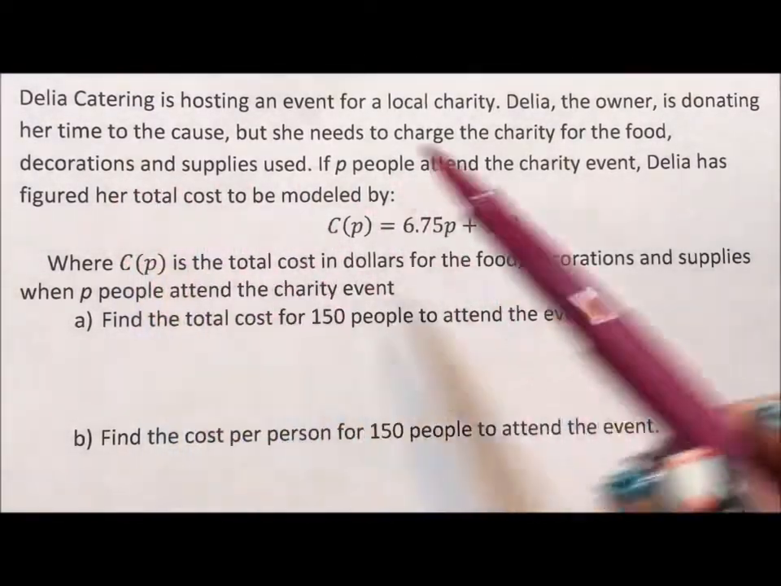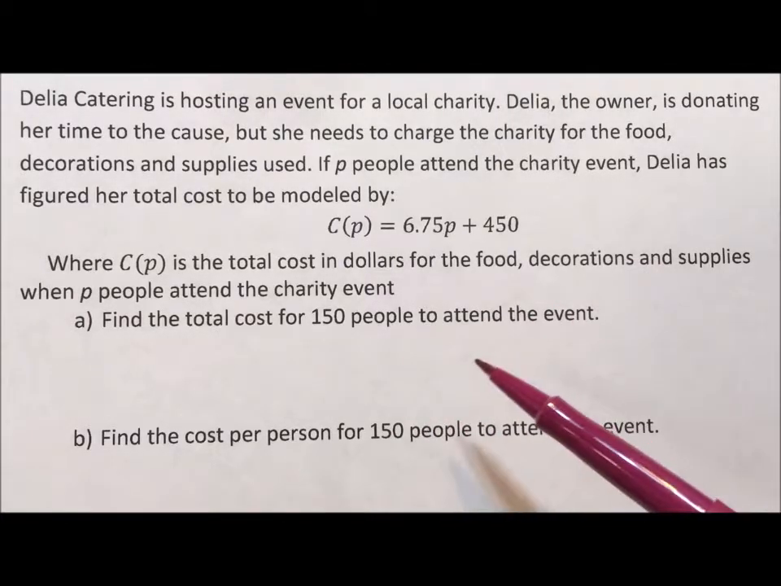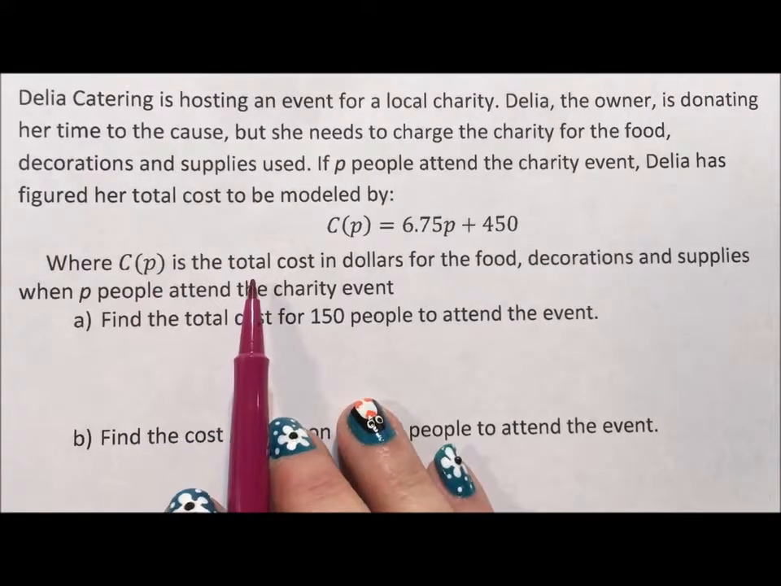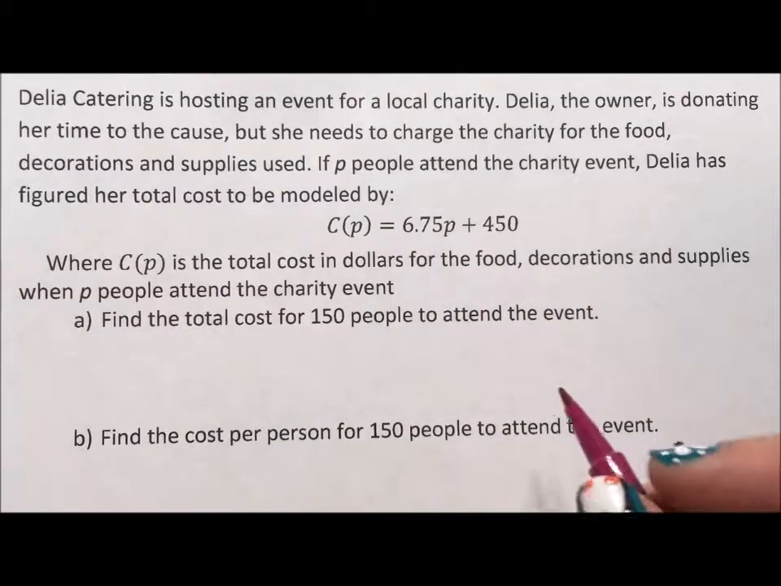Delia Catering is hosting an event for a local charity. Delia, the owner, is donating her time to the cause, but she needs to charge the charity for the food, decorations, and supplies used. If people attend the charity event, Delia has figured her total cost to be modeled by C of P equals 6.75P plus 450, where C of P is the total cost in dollars and P is the number of people attending the event.